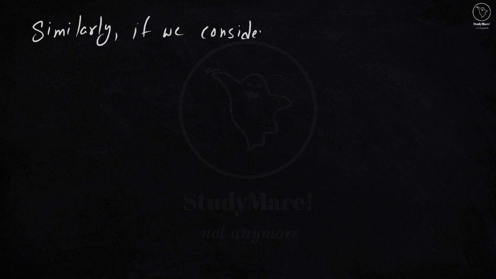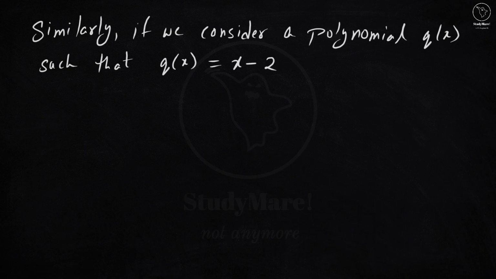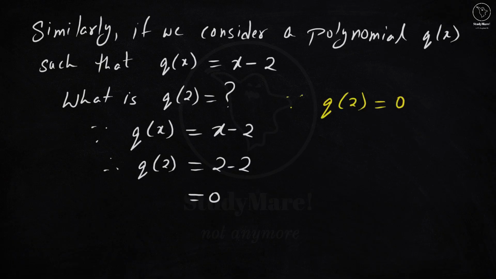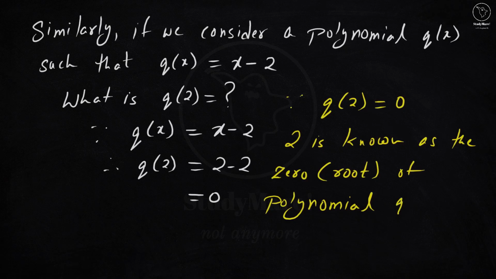Similarly, if we consider a polynomial q(x) such that q(x) is equal to x minus 2, what is q(2)? Since q(x) is equal to x minus 2, q(2) will be equal to 2 minus 2. We have simply substituted the value of x as 2 in the given polynomial. Solving it further, we get 2 minus 2 is equal to 0. Now here, since q(2) is equal to 0, 2 is known as the zero or root of polynomial q(x), where q(x) is equal to x minus 2.